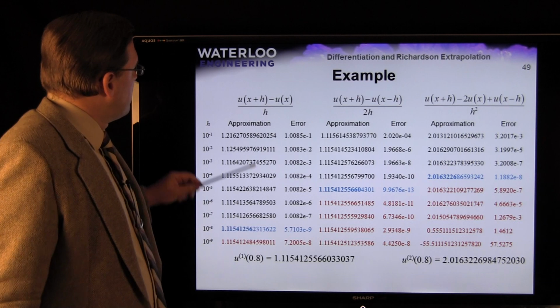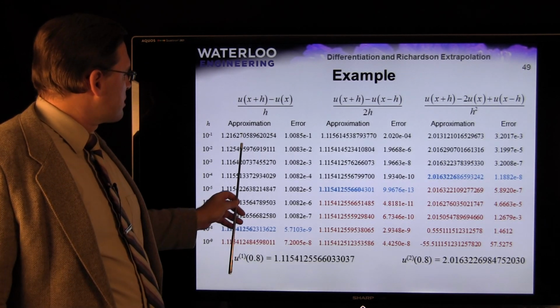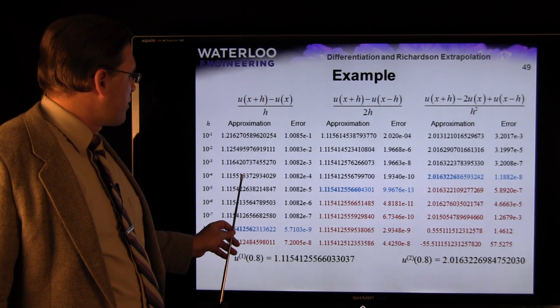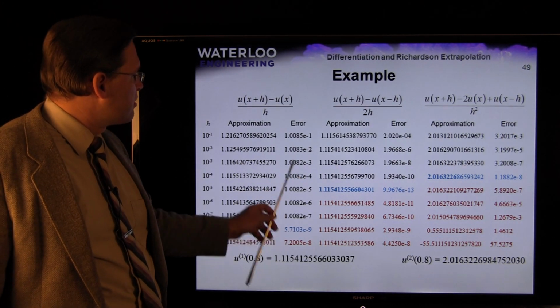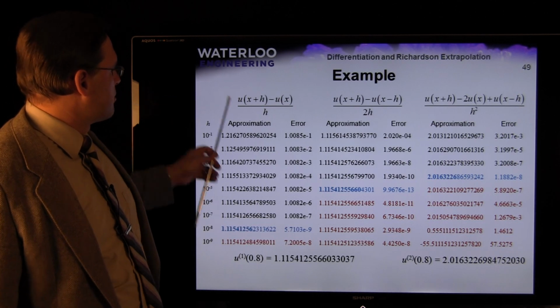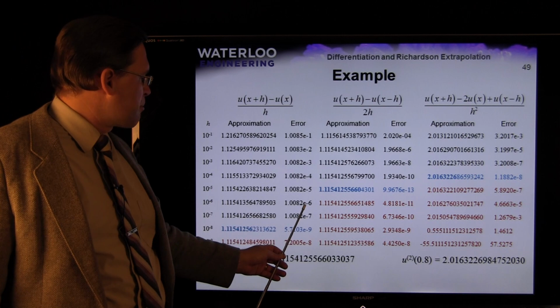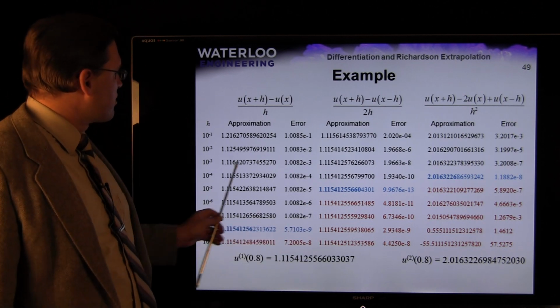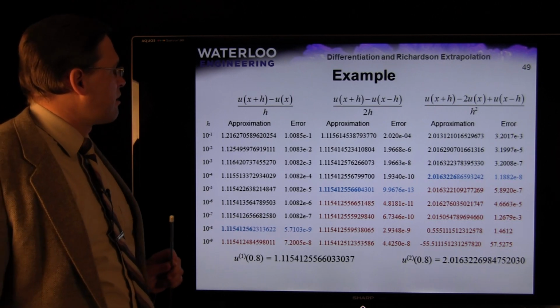So, using these formulas, notice what happens. Our approximation slowly gets better and better. The error drops by a factor. With the formula from first year, the error drops by a factor of 10 with each step. h gets smaller by a factor of 10. The error gets smaller by a factor of 10.